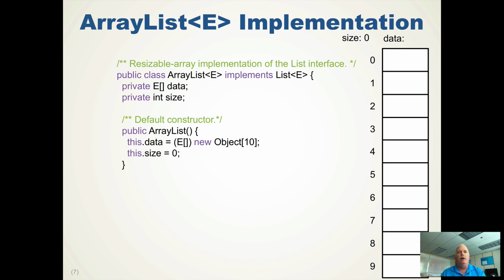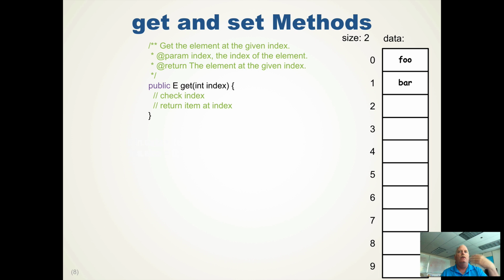So now let's talk about the first set of methods, which is how we get and set the items in the list. For example, I have a list here of size 2. It's got foo and bar in it, and I want to get something at the index. Well, I can't get something at 9 because the list doesn't have that many items, and I can't get something at a negative number, so I have to check that the user of my list gave me a good index. If that succeeds, then I can return the item at that index because it's a valid index.